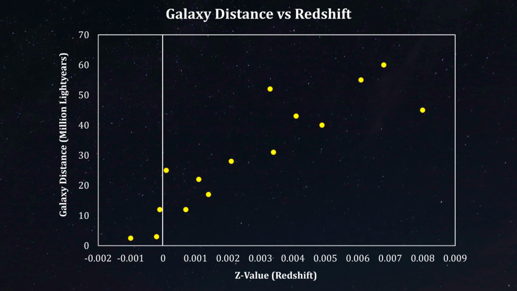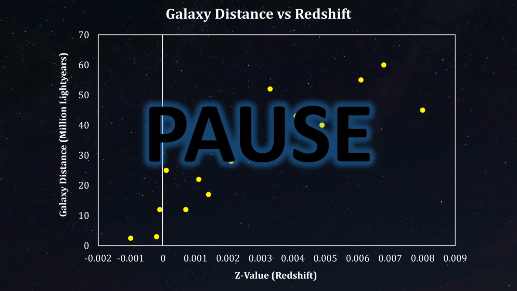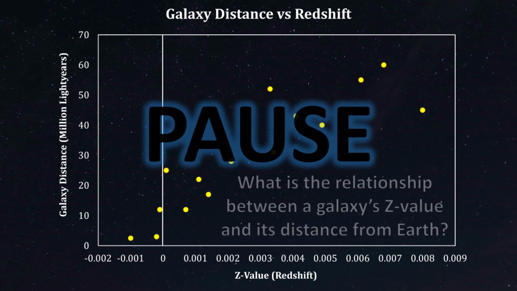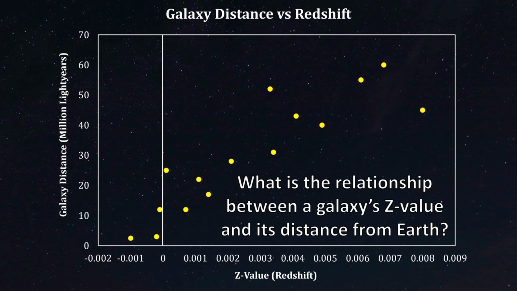What relationship do you see between a galaxy's z-value and its distance from us? As the z-value increases, what happens to the galaxy's distance? Can you quantify this relationship with any specific numbers or relationships? Pause the video and explain the relationship between a galaxy's z-value and its distance.